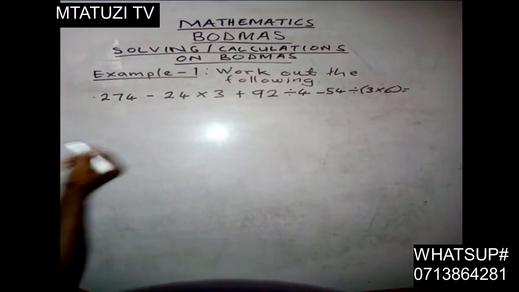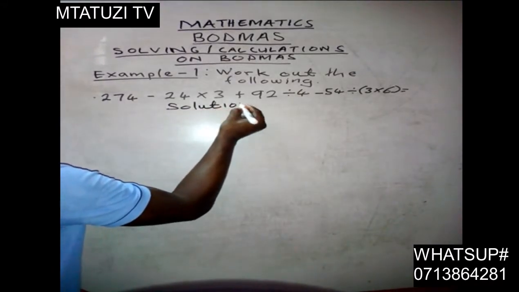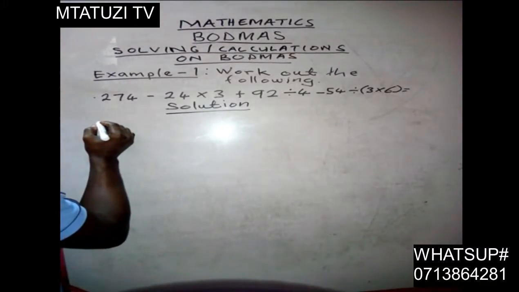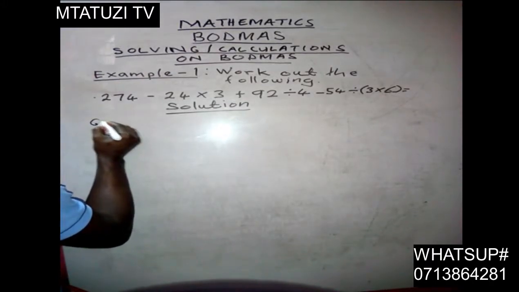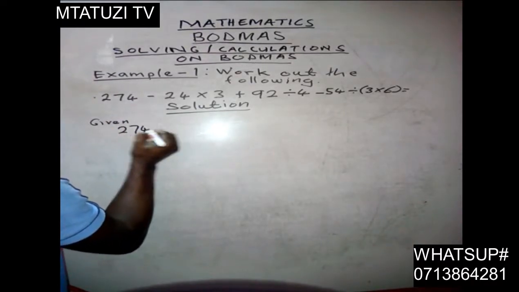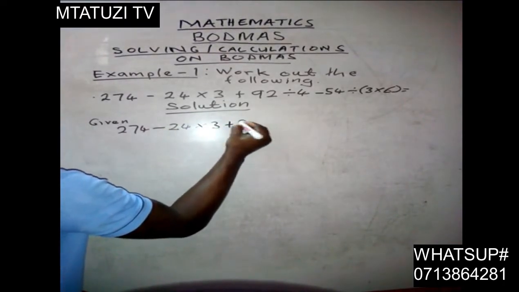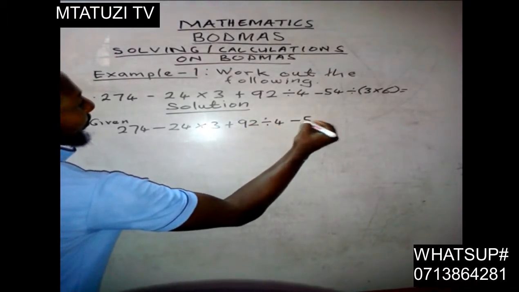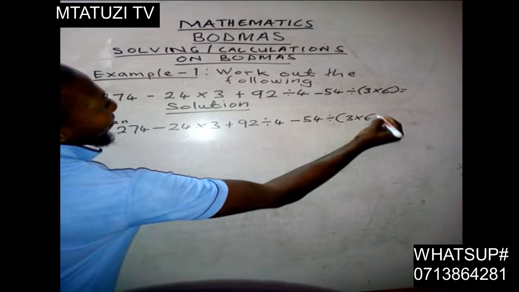274 minus 24 times 3 plus 92 divided by 4 minus 54 divided by the bracket 3 times 6. Now let us write the solution. Solution here: you are given the question. We have been given 274 minus 24 times 3 plus 92 divided by 4 minus 54 divided by the bracket 3 times 6.